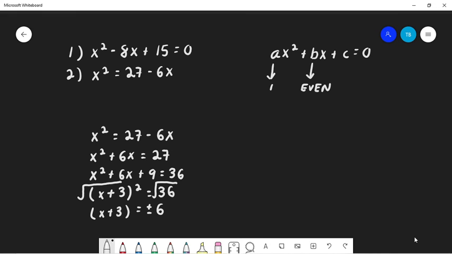All right. Now we can create our two equations again in order to solve for x. So we can say x plus 3 is equal to the positive square root, positive 6, or x plus 3 is equal to the negative square root, negative 6. And then we just subtract 3 on both sides of the equation. So in this case, x would be equal to 3. And in the second case, x would be equal to negative 9. So the solutions to the second quadratic equation would be x equals 3 and x equals negative 9.